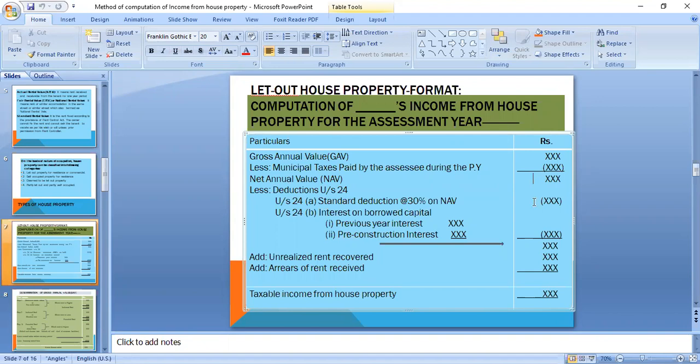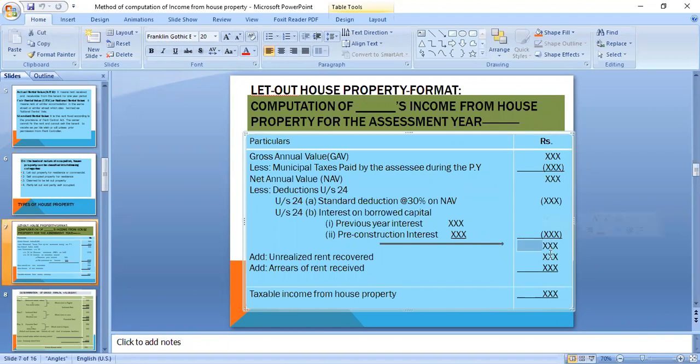So on 1 lakh, 30%, that is 30,000, you are going to write here. And suppose in order to construct that house, you borrowed from any bank. On that, interest on borrowed capital for the previous year is allowed as a deduction. And if you have taken any loan before constructing, that interest will be allowed over 5 years. Both can be deducted, and then you get this income.